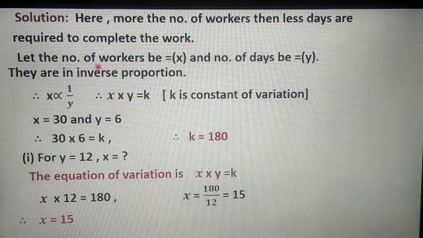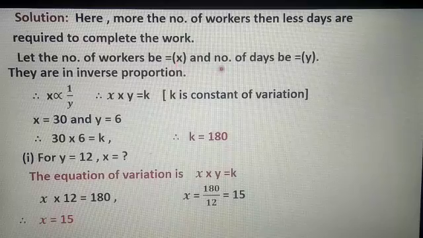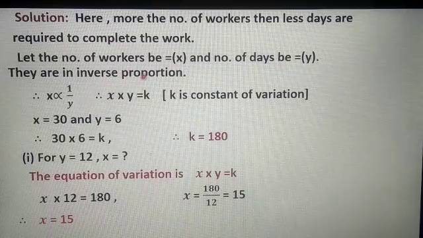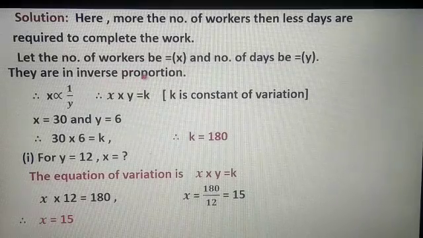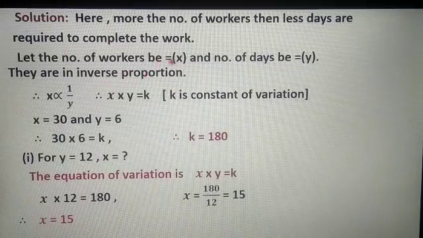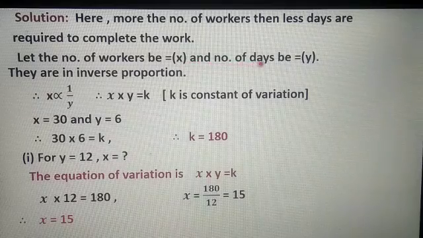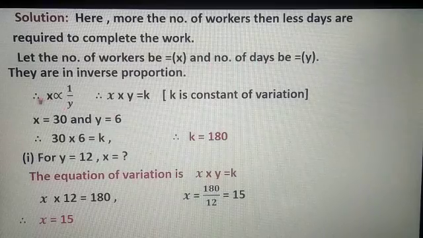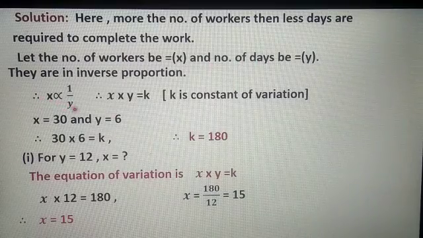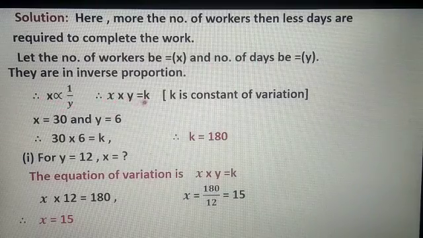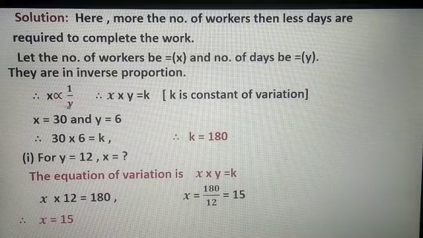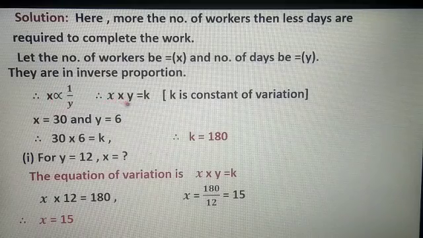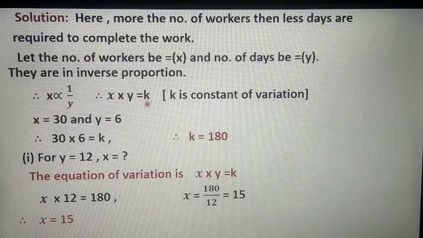So what will we take? Let the number of workers be X and number of days be Y. So this example is in inverse variation. How have we found that this example is in inverse variation? Because number of workers are increasing and number of days required to complete that work are less. So we will write, therefore X inversely varies with Y, therefore X into Y is equal to K. When it is an example of inverse variation, we will take the product, that is X into Y is equal to K, where K is a constant of variation.